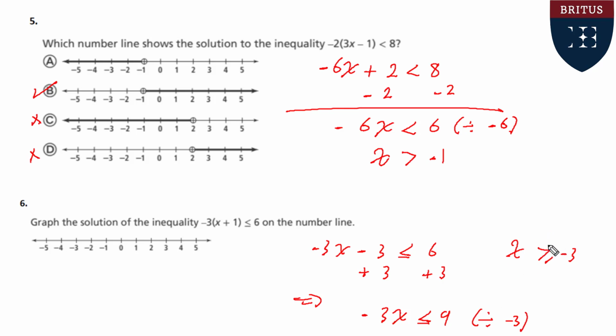Now x is greater than negative 3. Go to negative 3 and represent it by a shaded circle, and shade all real numbers to its right because it's greater than. So we need all the real numbers to the right of negative 3.